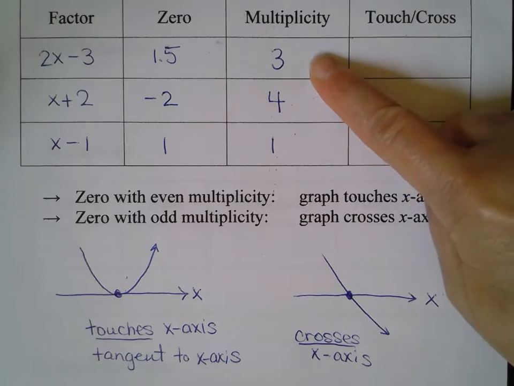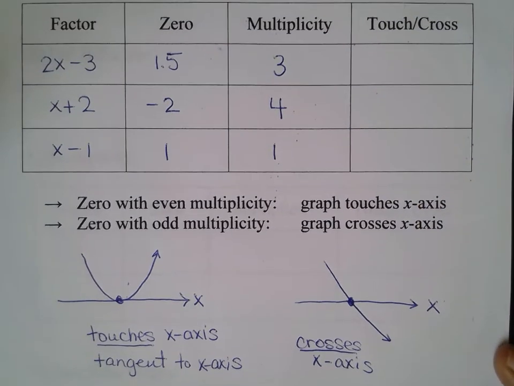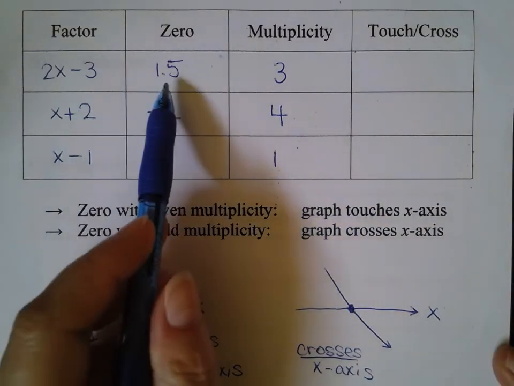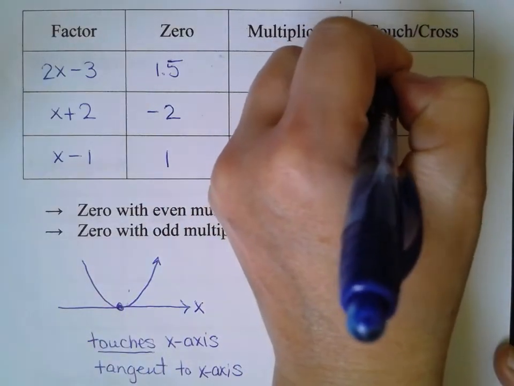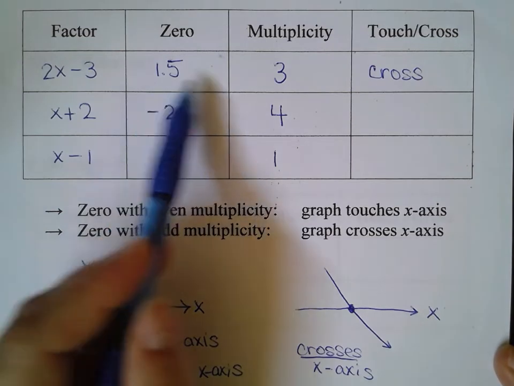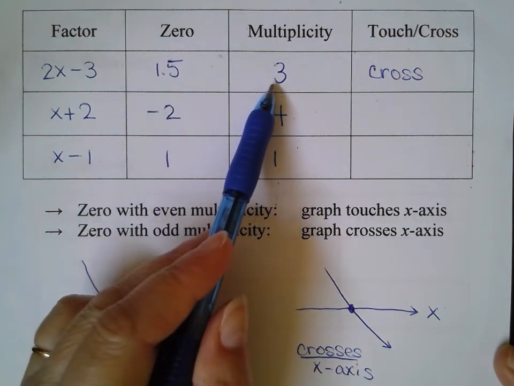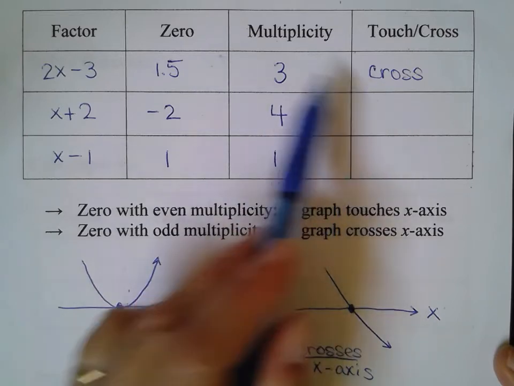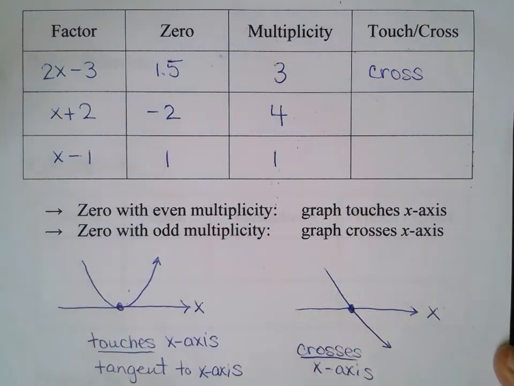So we look at that number. The exponent of 3 was the multiplicity here. 3 is an odd number, so if I were to draw this graph, and we're not actually going to draw this one, but we'll draw a couple more in a second, this graph would cross the x-axis at 1.5. So we use this multiplicity number, even or odd. It's odd, and that tells us that it crosses, and this is where it crosses, at 1.5.